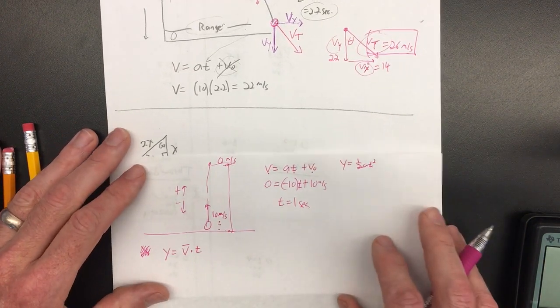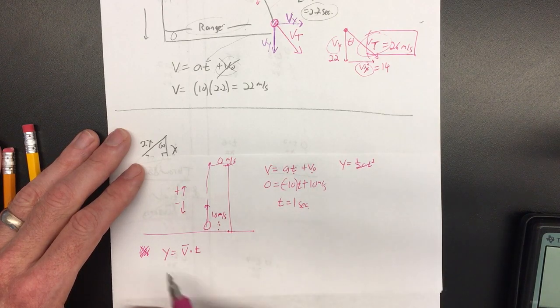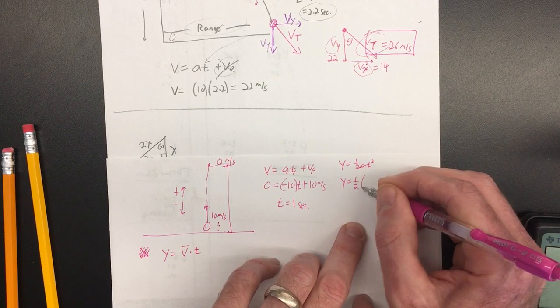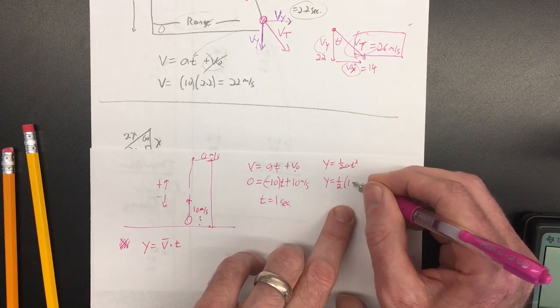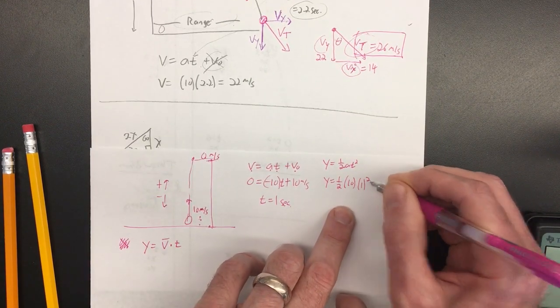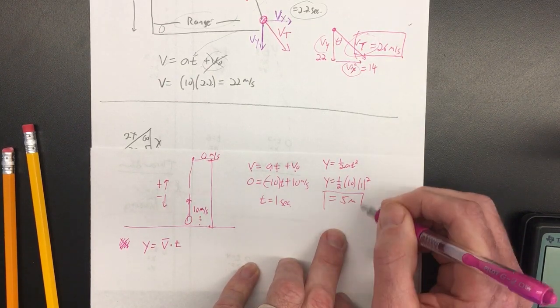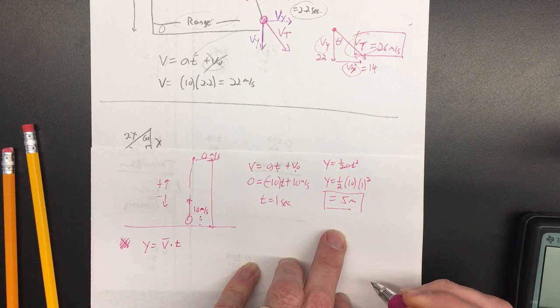Now we can figure out the distance from either of these equations. So let's use this one, y equals 1/2, and gravity's 10, and then 1 second squared. So that's going to give us 5 meters. That's how high the ball is going to go. The maximum height is 5 meters.